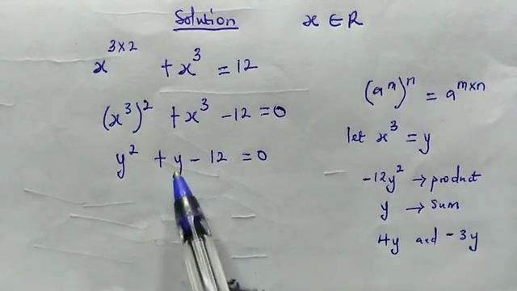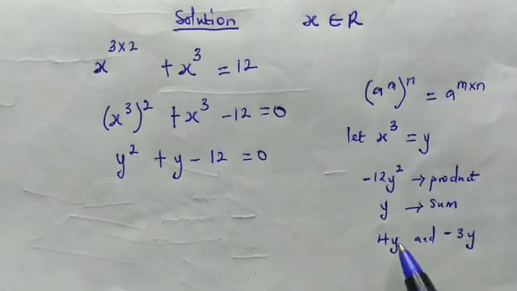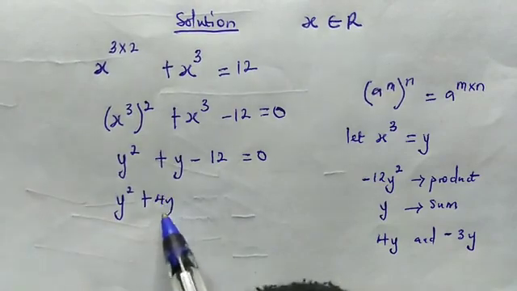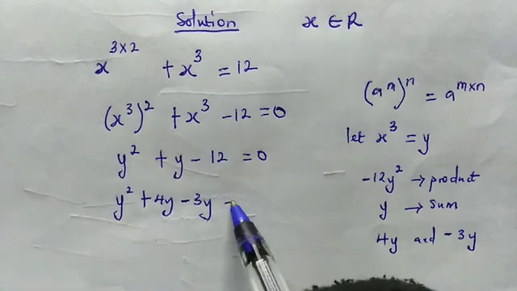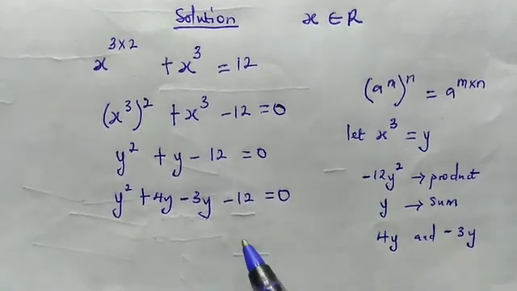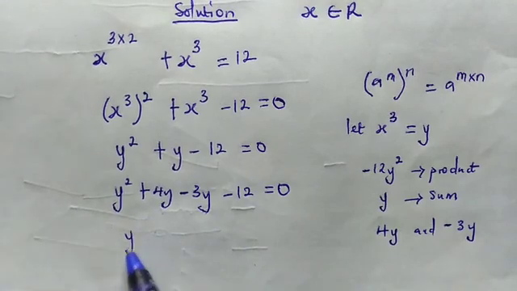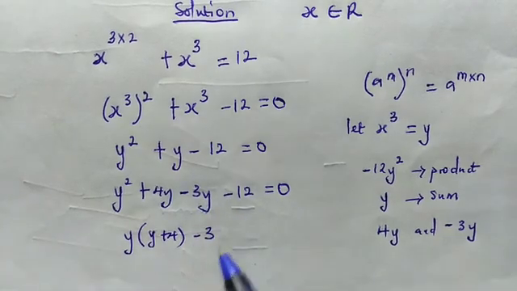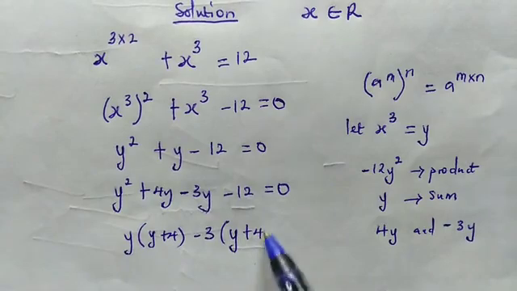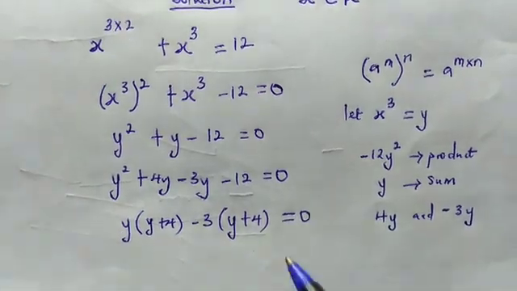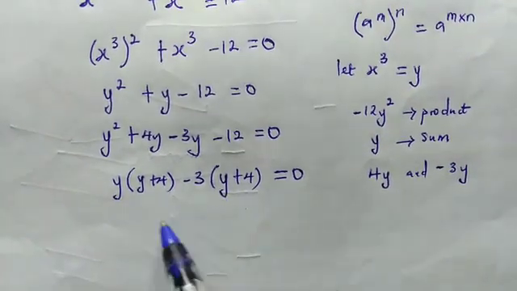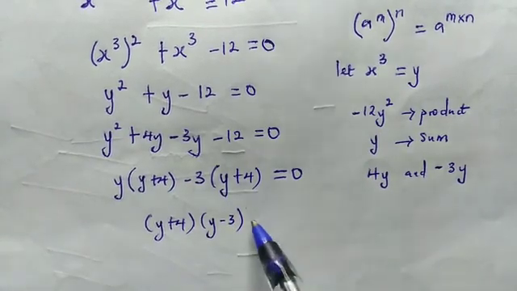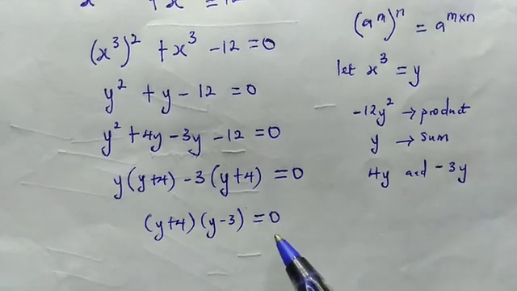Now, y here, we are going to rewrite it using the two terms we found. So here we have y squared plus 4y minus 3y minus 12 is equal to 0. So from here we have a common factor of y, then into bracket y plus 4, and from here we have a common factor of negative 3 into bracket y plus 4, this is equal to 0. So if we factor out y plus 4 from here, we are left with just y minus 3, and this is equal to 0, right?